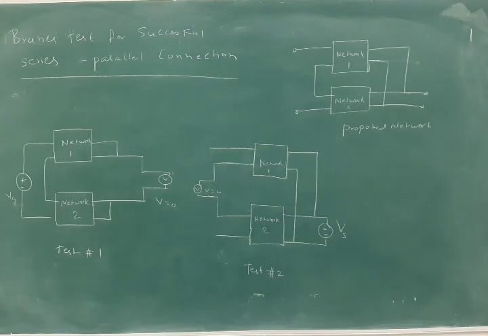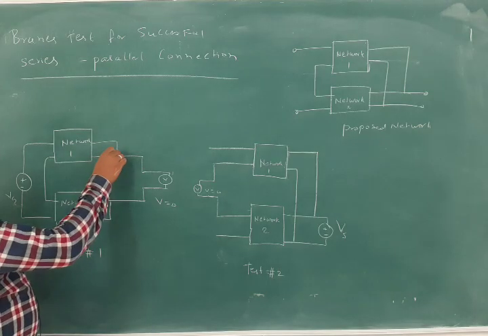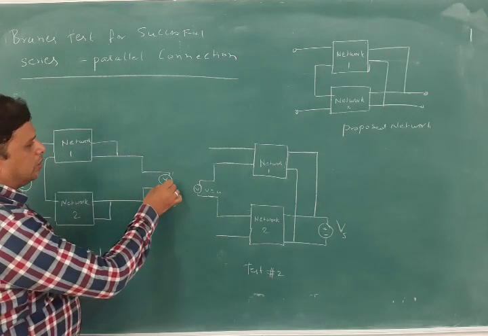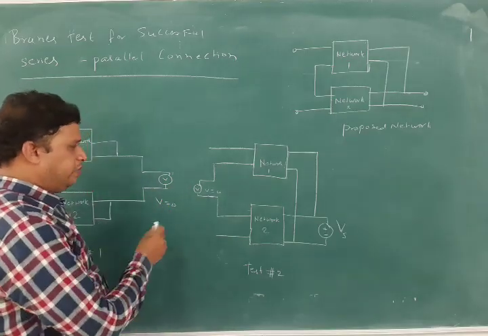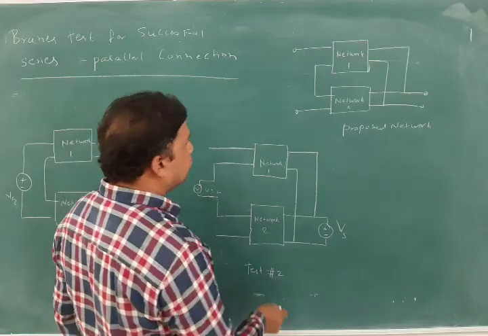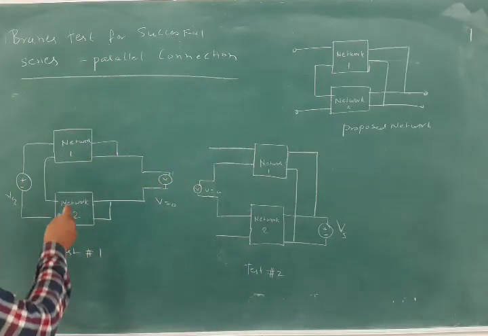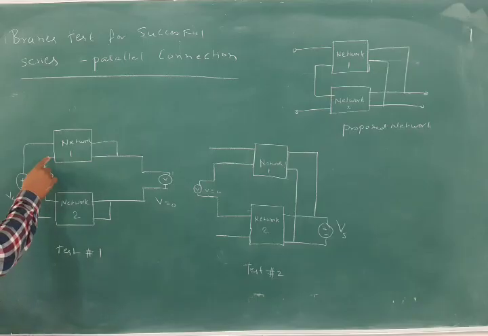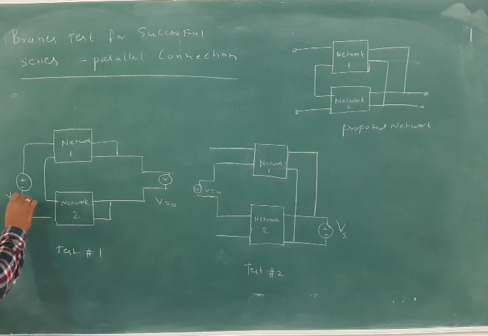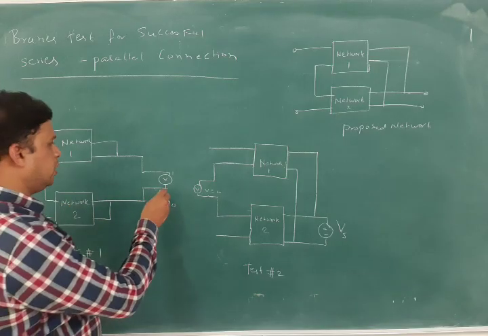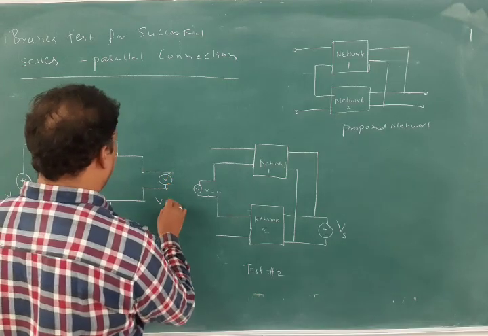So we will see now the Brune's test for a successful series parallel connection, how this will work out when the meter measures the voltage V equal to 0 on this port for test 1, and V equal to 0 at this side for test 2. If you see here, network 1 and network 2 are connected. First the input port is connected in series, and therefore the applied voltage is on this side only. Onto this network only we give the applied voltage, and we measure the voltage at the output side at this particular port, and we get V equal to 0.